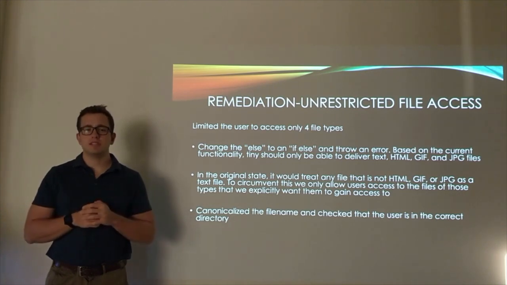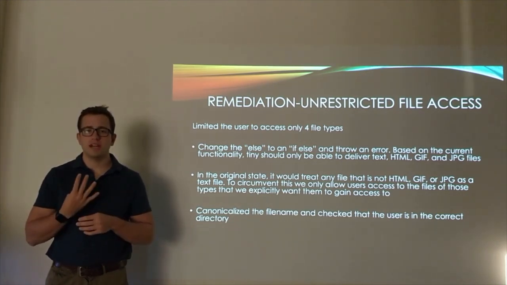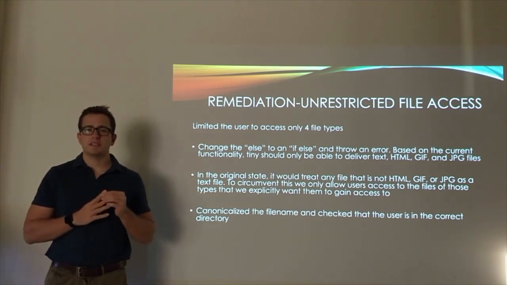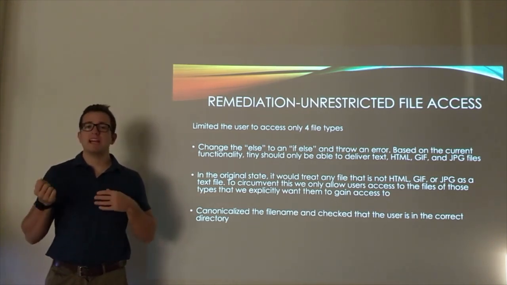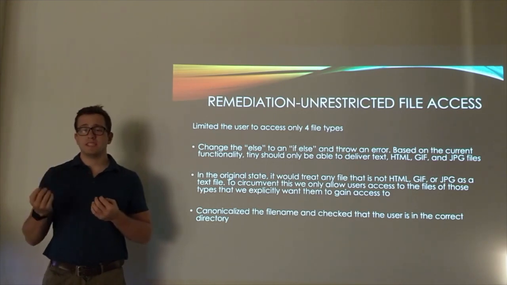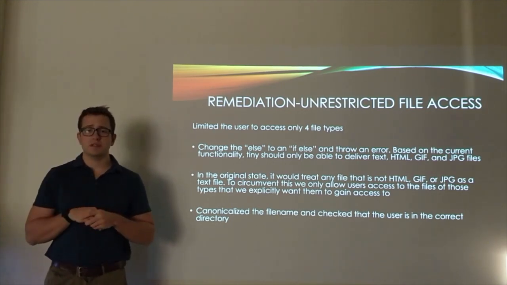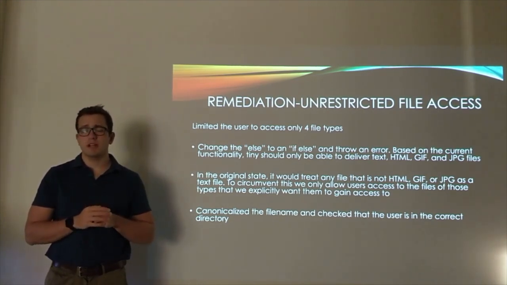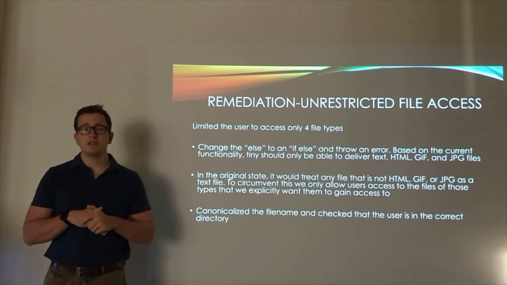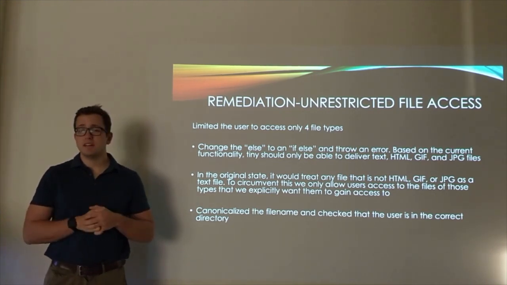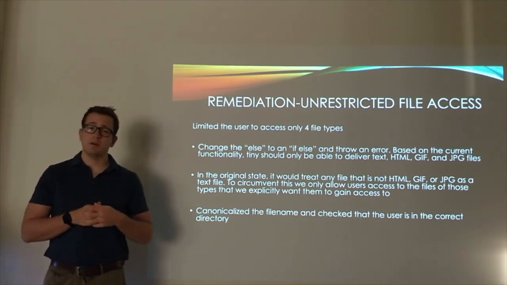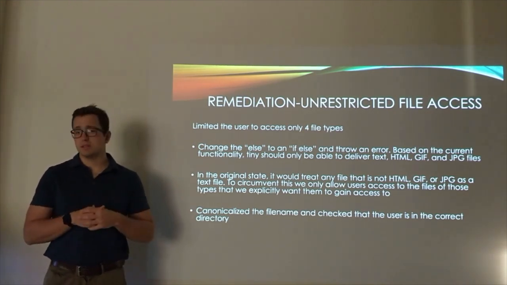I limited it so that the users could only access the 4 kinds of files: HTML, text, GIFs, and JPEGs. In the original state, it would treat any file that's not one of these 4 as a text file and give the user access to it. I also canonicalized the file name and checked that the user is in the correct directory or correct subdirectory. This would help to prevent the user from accessing areas outside of tiny.c and gaining access to things like a password file or root directories or anything else like that.